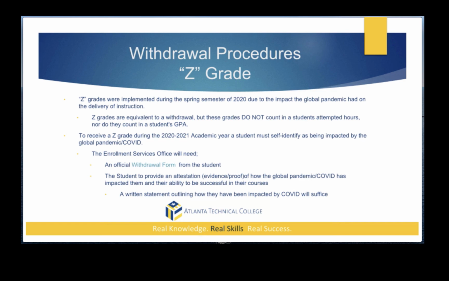To receive a Z grade during the 2020-2021 academic year, a student must self-identify as being impacted by the global pandemic or COVID. The Enrollment Services Office will need an official withdrawal form from the student to provide evidence or proof of how the global pandemic or COVID has impacted them and their ability to be successful in their courses. A written statement outlining how they have been impacted by COVID will suffice.